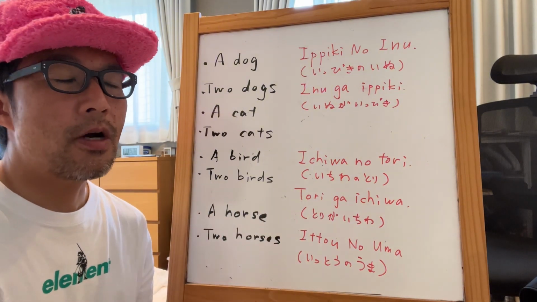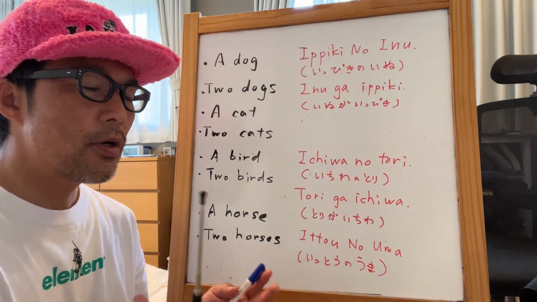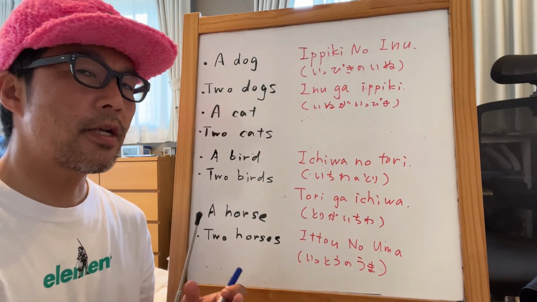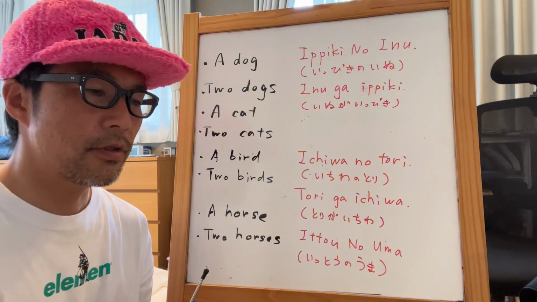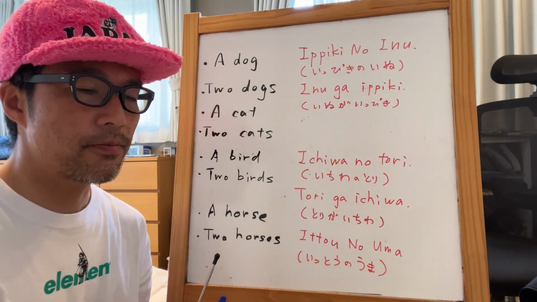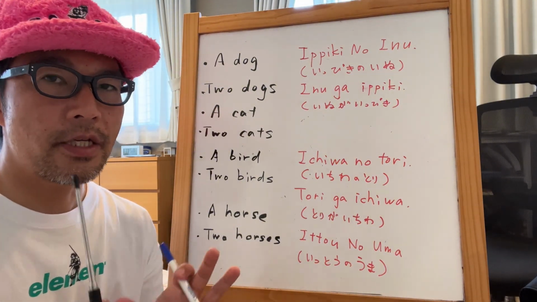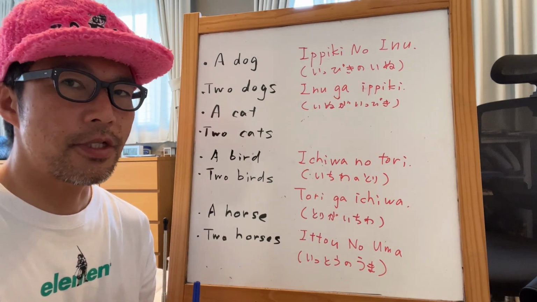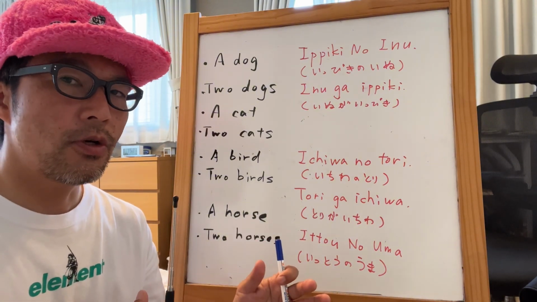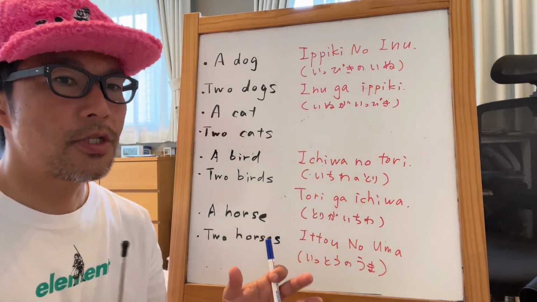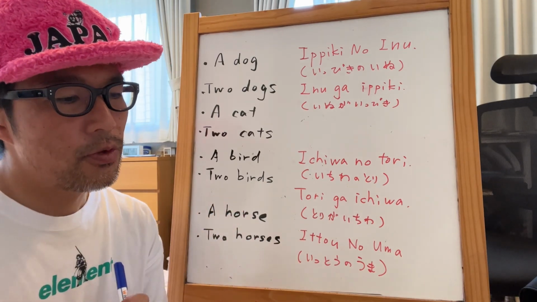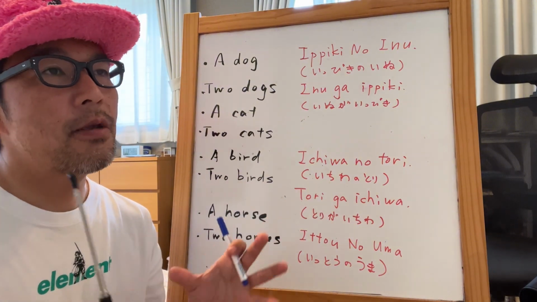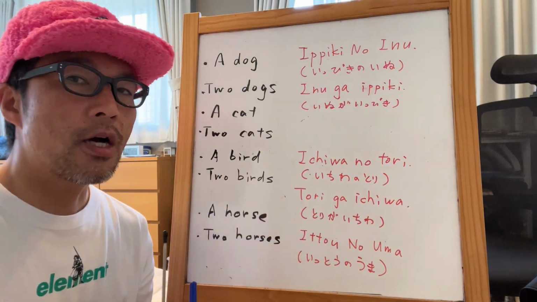Before moving on to today's lesson, if you want to learn the basic numbers in Japanese, please take a look at another video on this channel, a previous video, where I gave you the basic lesson on how to say numbers in Japanese from 1 to 100. So basically, if you know the structure, you can apply the same organization to counting animals.